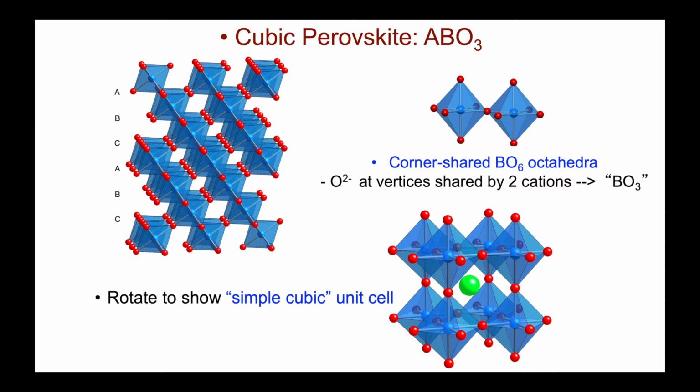We've done that previously with face-centered cubic metals. We found that the rotation gives us a clearer view of the repeat unit, and this shows the simple cubic unit cell of perovskite. Here are our corner shared B-site octahedra, and in the middle, this is that larger A-site cation that was within the close-packed layers where we started this description. So in this view, that lies in the center of this cube.